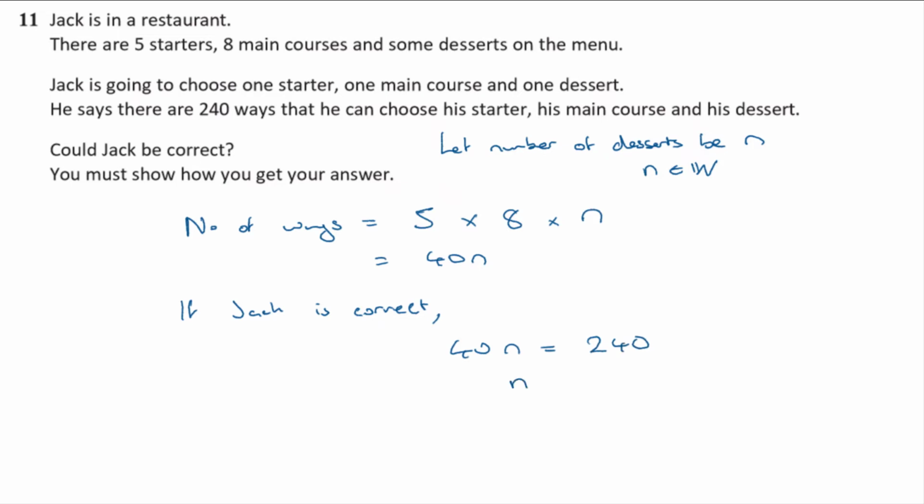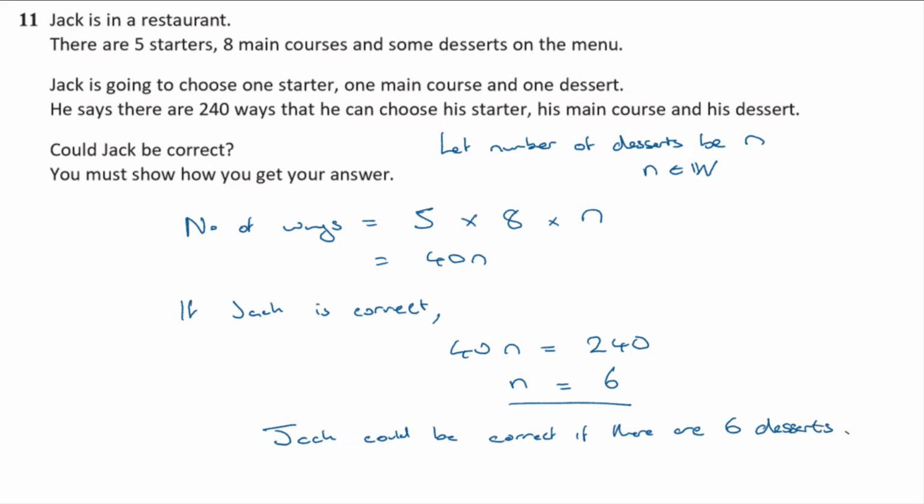Okay, so what would that make n? n would be 240 divided by 40. 240 divided by 40, that's 6. Okay, so is Jack correct? Well, it could be. Jack could be correct if there are 6 desserts.